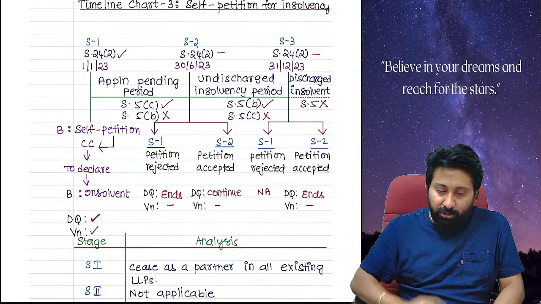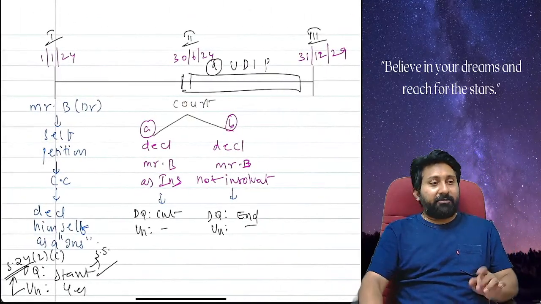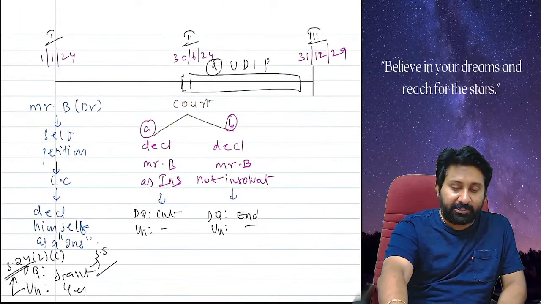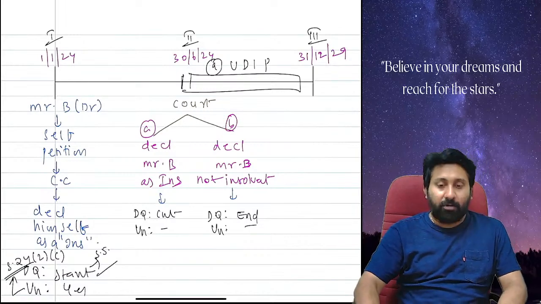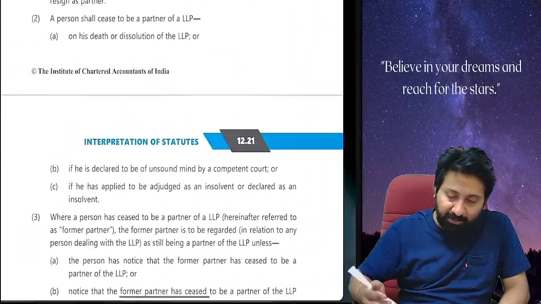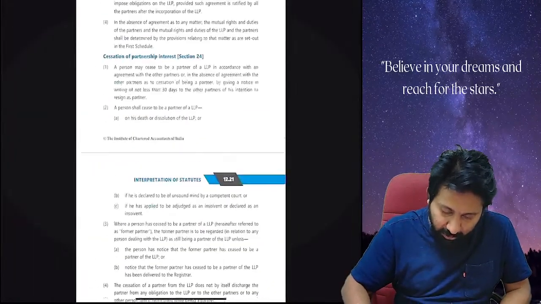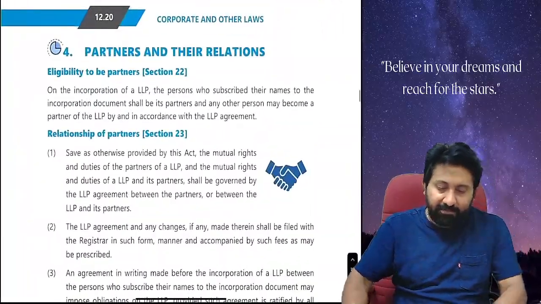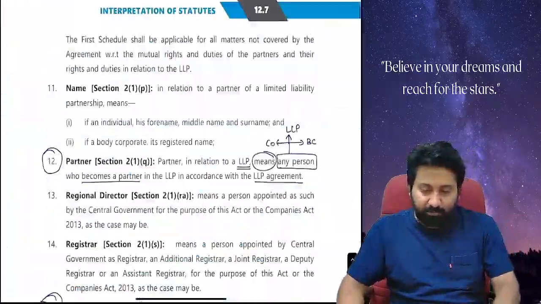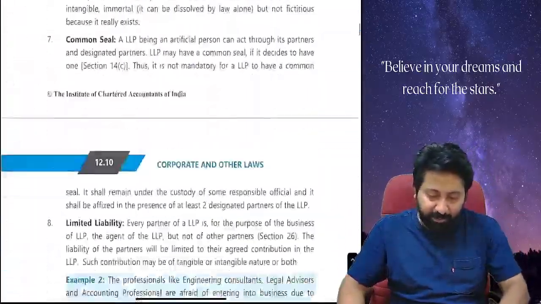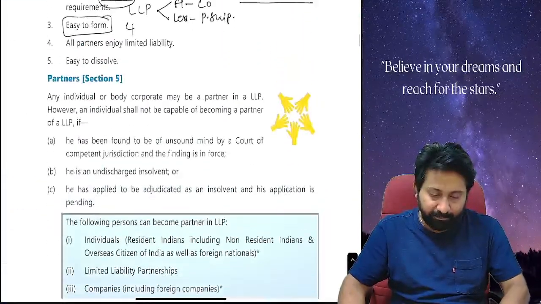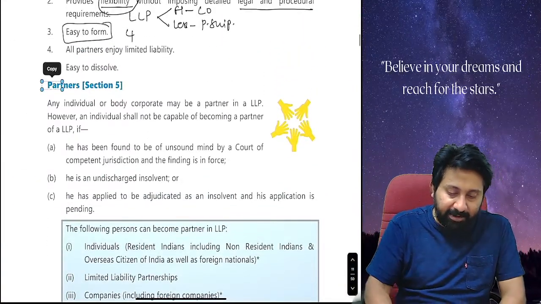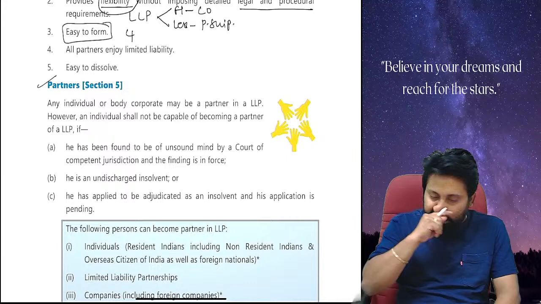Now we completed section number 5 of LLP, read with section number 24. So let's now complete the remaining portion as well, one after another. Come back to section number 5. The interlinkage is completed. The concept of partners is completed. So the point is clear.